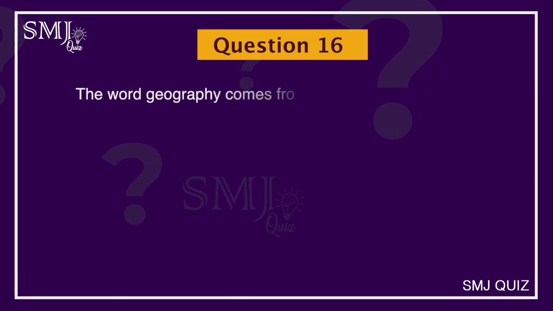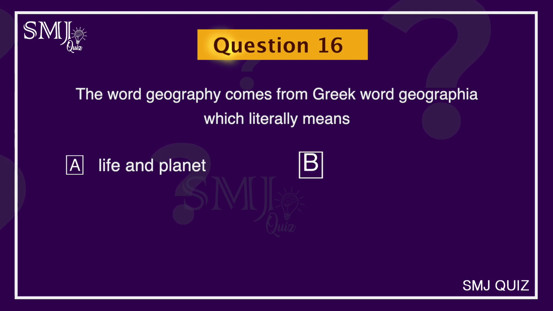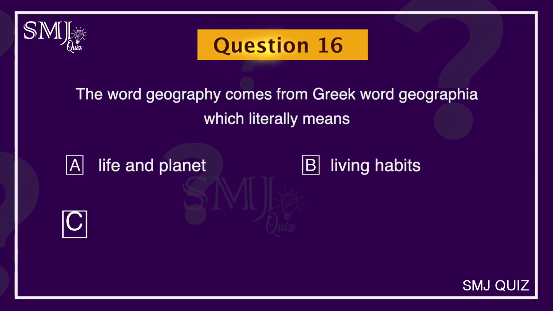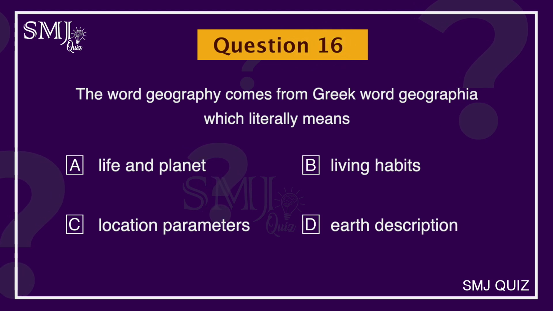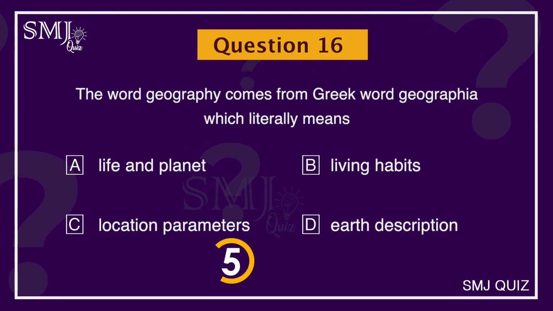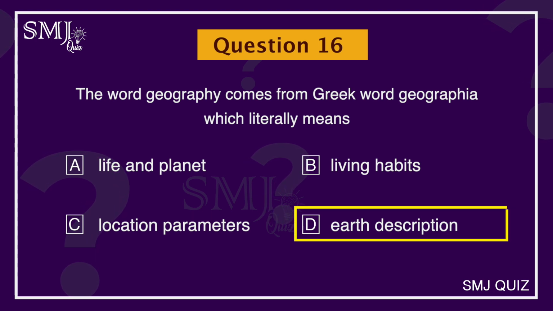Question 16. The word geography comes from the Greek word geographia, which literally means A. Life and planet, B. Living habits, C. Location parameters, D. Earth description. The answer is D. Earth description.